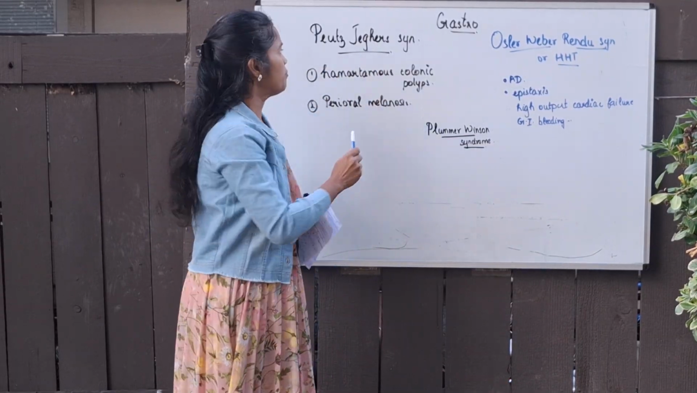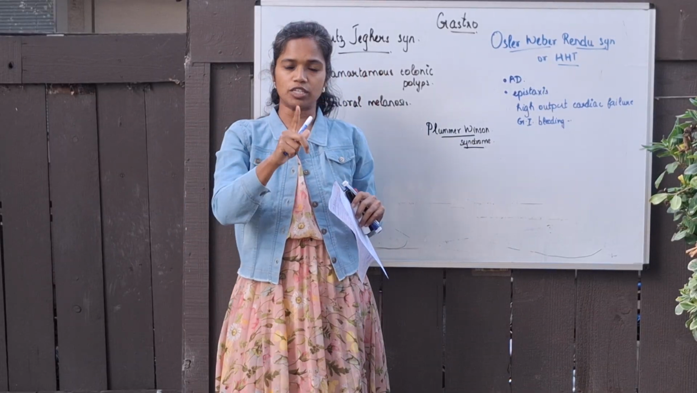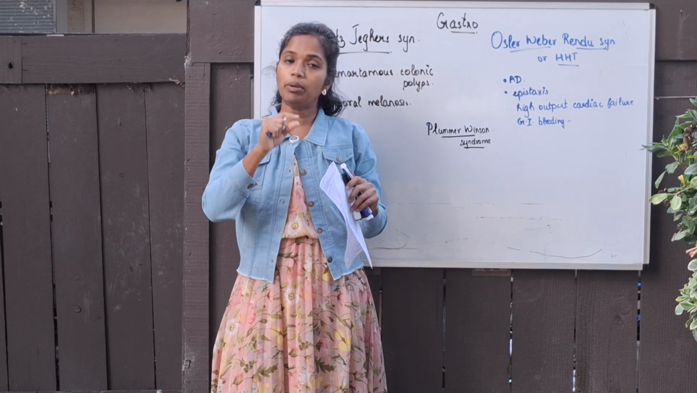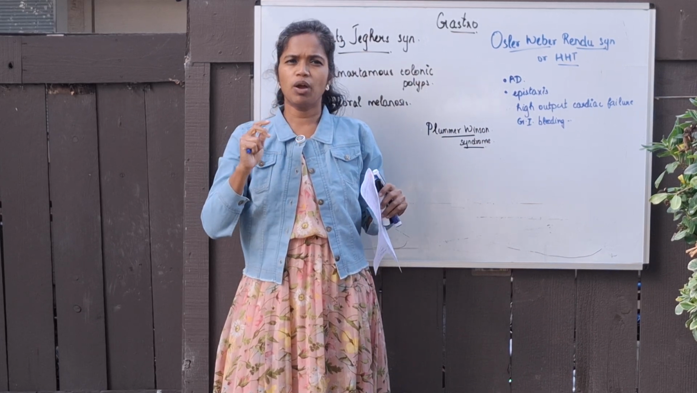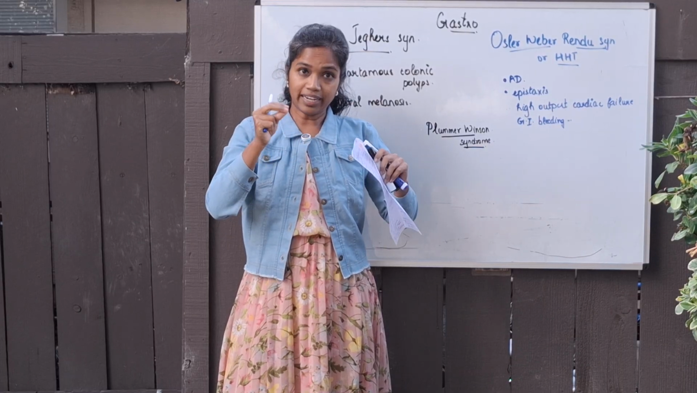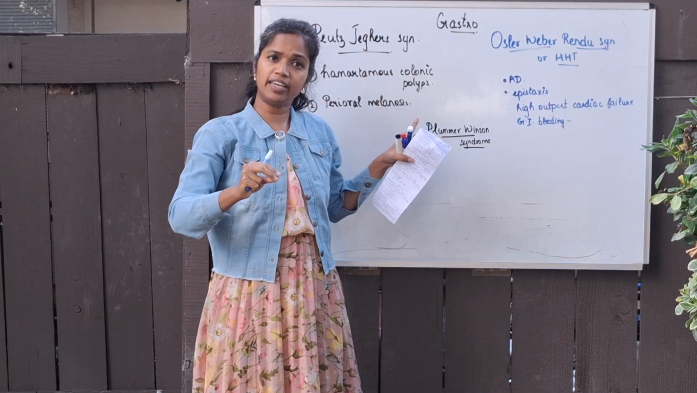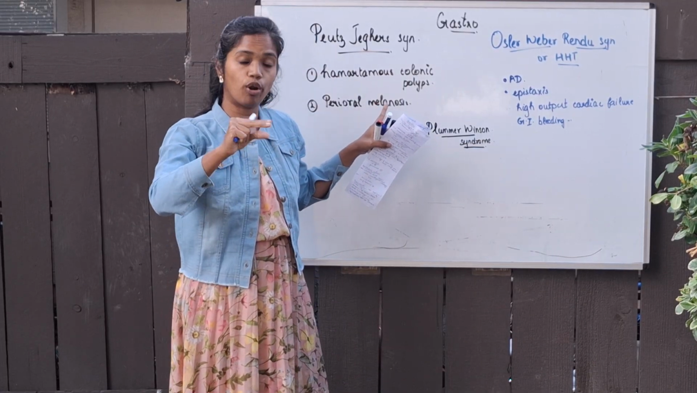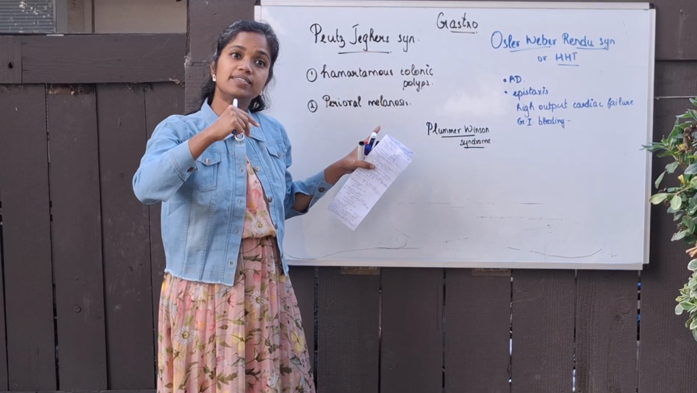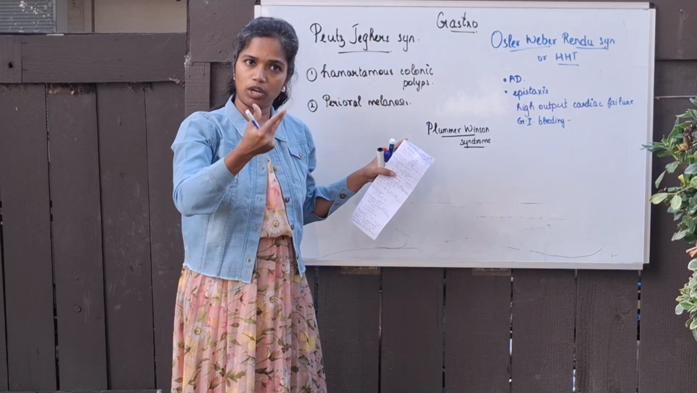So let's get started. So first, what is Peutz-Jeghers syndrome? Peutz-Jeghers syndrome is associated with two important components. First one is that there will be hamartomatous colonic polyps. What do we mean by the word hamartoma? Hamartoma means tissue which is original for that area. So here we have hamartomatous colonic polyps. That means we have the colonic tissue which is proliferating in a disorganized manner and forming polyps.